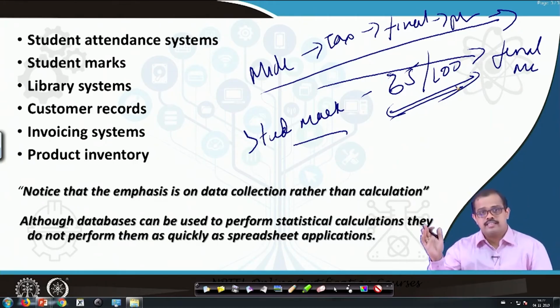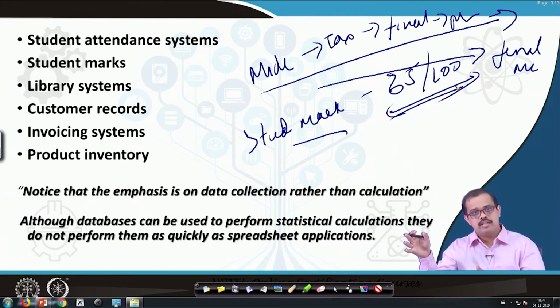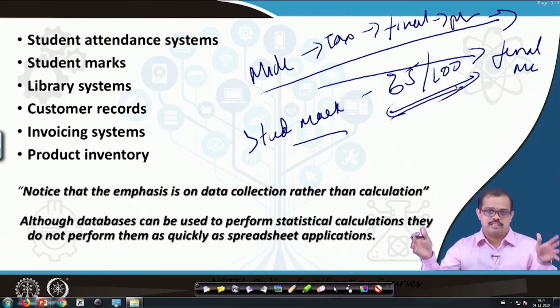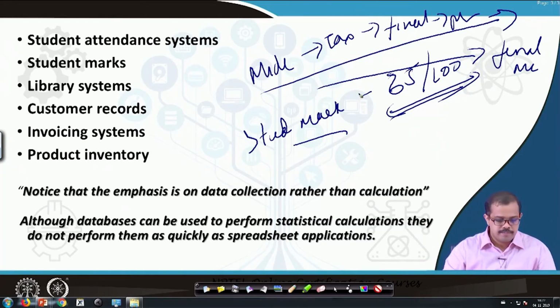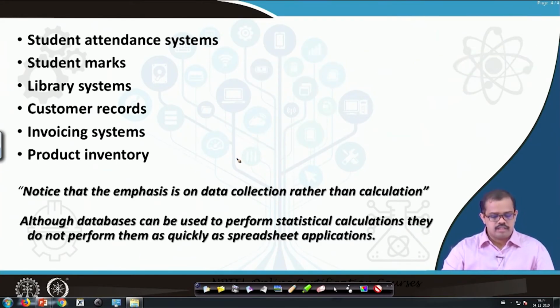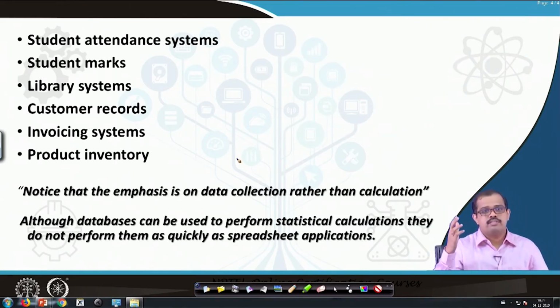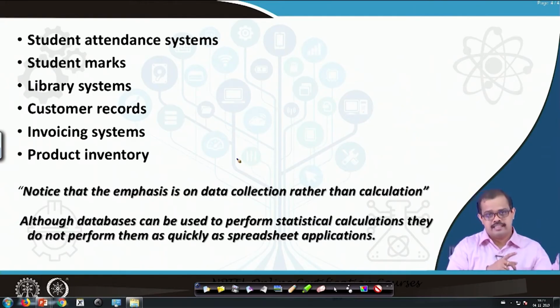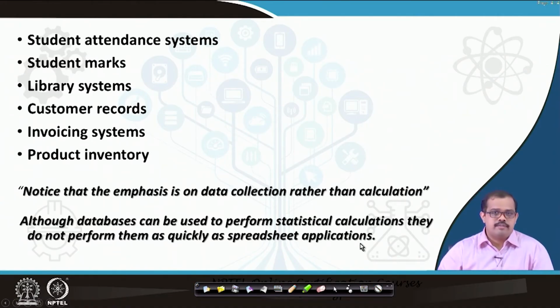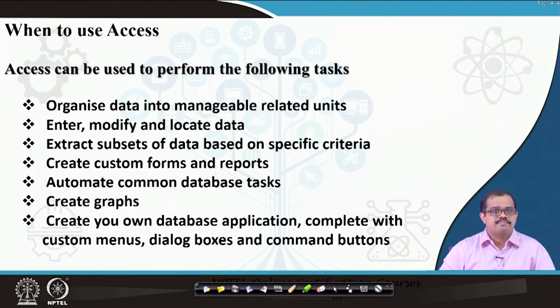Fine. So Access is more of data collection and management, whereas Excel is for calculations. It can also do the collection part, but its emphasis is more on calculations and maintenance. When you are looking at databases, most databases can perform statistical calculations by themselves, but they don't calculate as fast as a spreadsheet or an Excel sheet. That is why you need Excel. So if you want to calculate or look at statistical information, then you need Excel. Otherwise, Microsoft Access helps in database management.